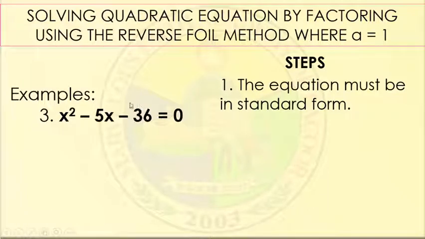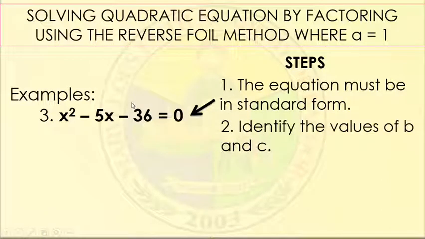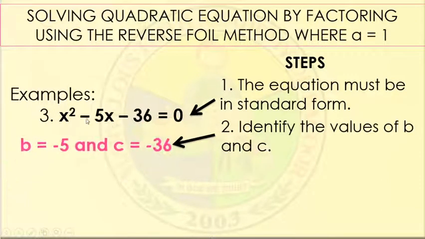So let's proceed to the second step by identifying the values of b and c. Okay, so ano nga ba ang value ni b at c? Dito, ang operation natin sa linear term ay minus. Therefore, ang magiging value ni b is negative. Kung kanina ay plus, positive siya. Pero dito, kapag minus, magiging negative yung value ni b. Okay, and then next, c equals negative 36.